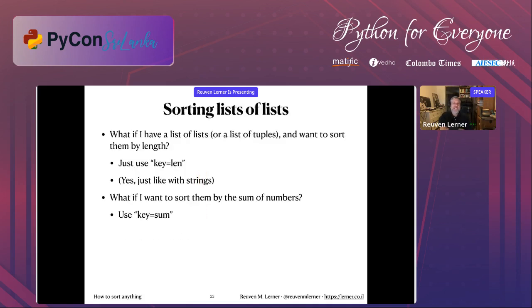Okay. What if I have a list of lists or a list of tuples and I want to sort them by length? Well, I can just use key equals len, just like with strings. Because what's going to happen? Well, sorted is going to run len on each and every element of our list, the inner lists and the inner tuples. And then we're going to get a length back, and that's going to sort by that length. Fantastic. What if I want to sort by the sum of the numbers? So if I have a list of lists, and each inner list contains numbers, I can say key equals sum, because what's going to happen? Well, sum is going to be run on each of the inner lists, or the inner tuples for that matter. And then based on that result, the inner lists are going to be sorted.